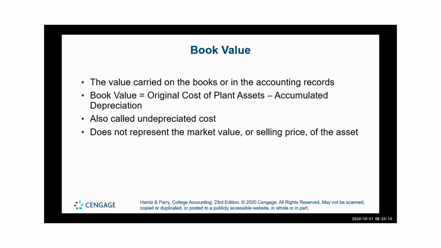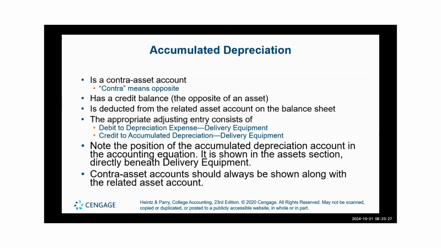Book value is the value carried on the books in the accounting records, the original cost of plant assets minus accumulated depreciation. It doesn't represent the market value or selling price of the asset. We are going to see accumulated depreciation. It's a contra asset account. Contra just means opposite. It has a credit balance, which is the opposite of an asset, and it's deducted from the related asset account on the balance sheet. So we're going to see delivery equipment is going to have a depreciation expense. And now we have a new account called accumulated depreciation for the delivery equipment.